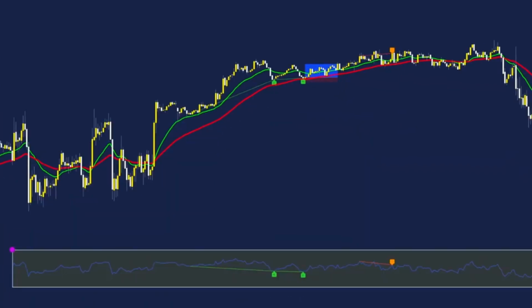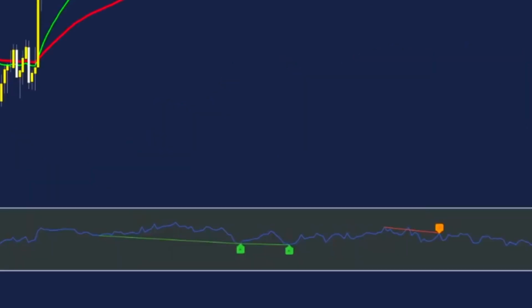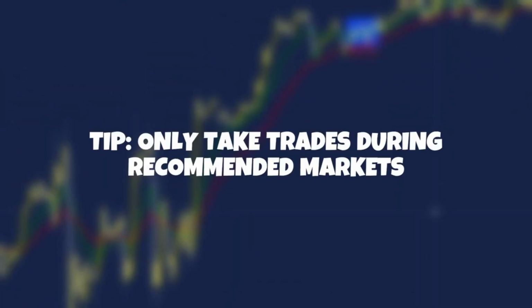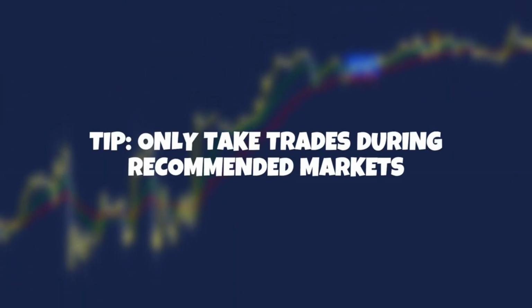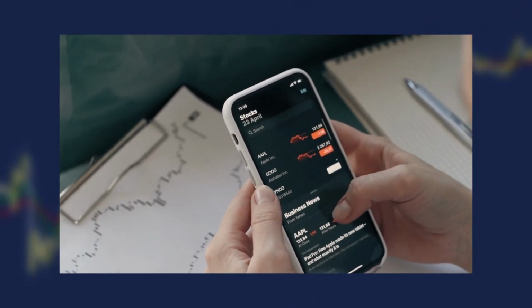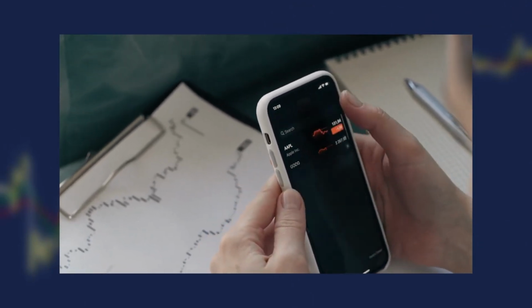We have the cross of the two EMAs right here, and secondly we have the RSI divergence label paint our confirmation. And finally we can enter the trade here. One massive tip to add would be to only take trades during the recommended market. For example, trading a GBP Forex pair during a London session for the best results on TradingView.